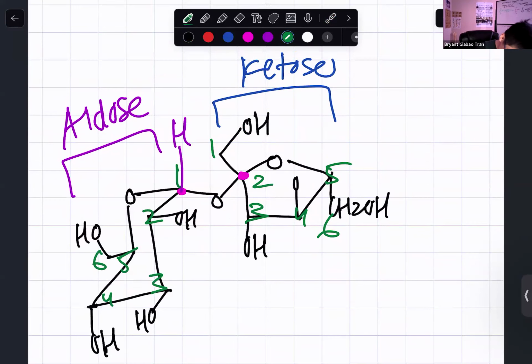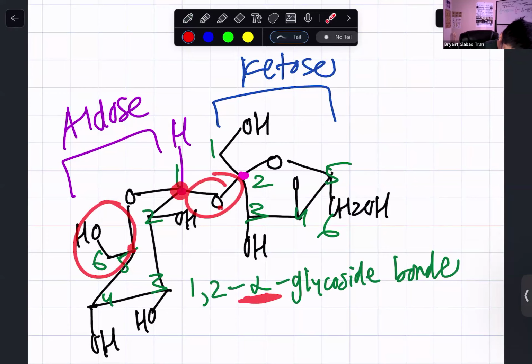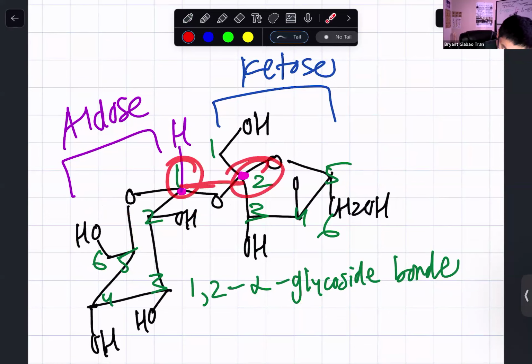So we see that this is a 1,2 alpha glycoside bond, because at this anomeric carbon right here, the OR group is trans to the CH2OH, so that's the alpha glycoside bond. And it's 1,2 because it's connecting the 2 sugars at carbons 1 and 2 right there. Did that make sense, Camilla?